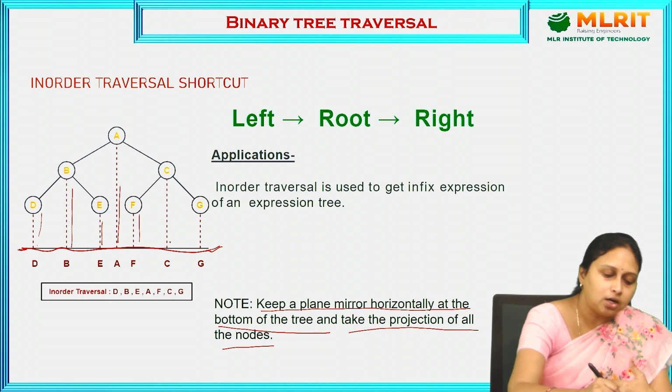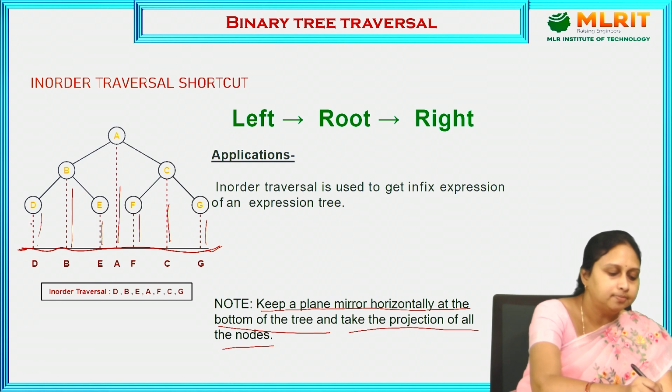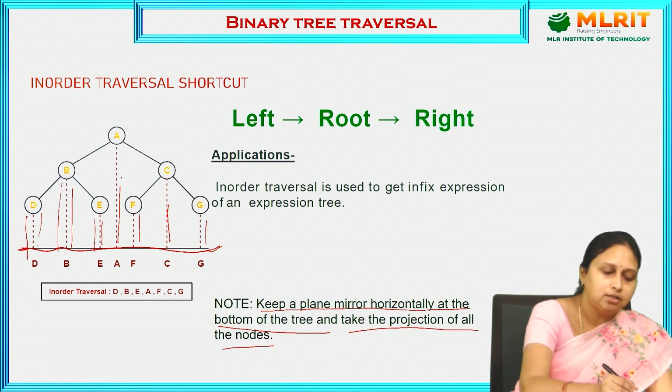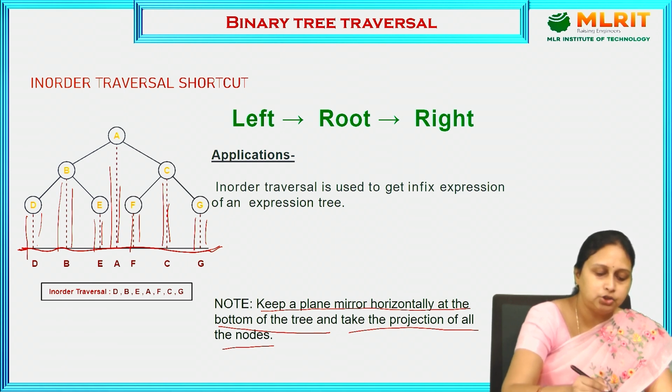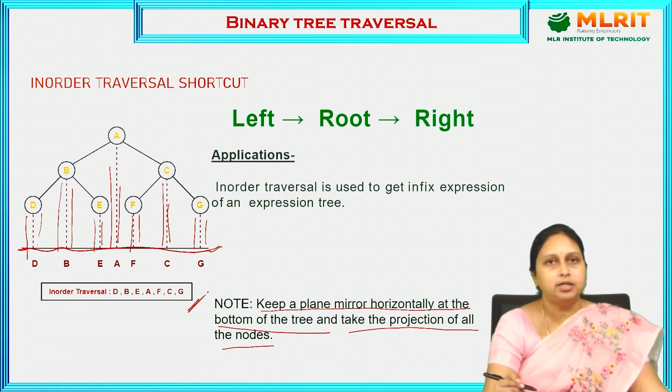According to these dotted lines, whatever you find, that is the order you write. First, I am going to find D. This is my first projection. Then B, then E, then A, then F, and then C and G. Right? Like this way, if I write it, from this you are able to draw the in-order traversal.